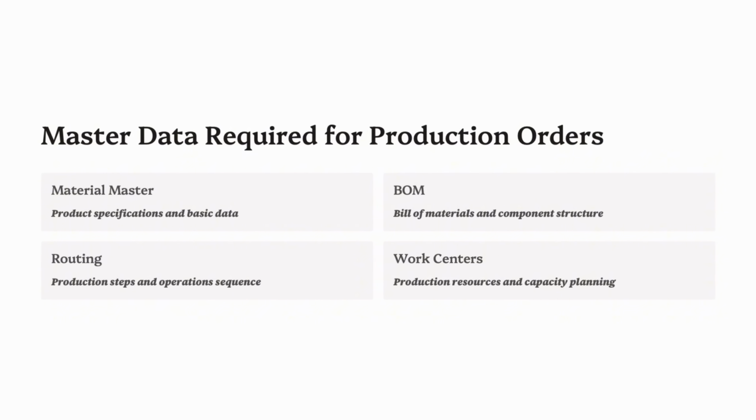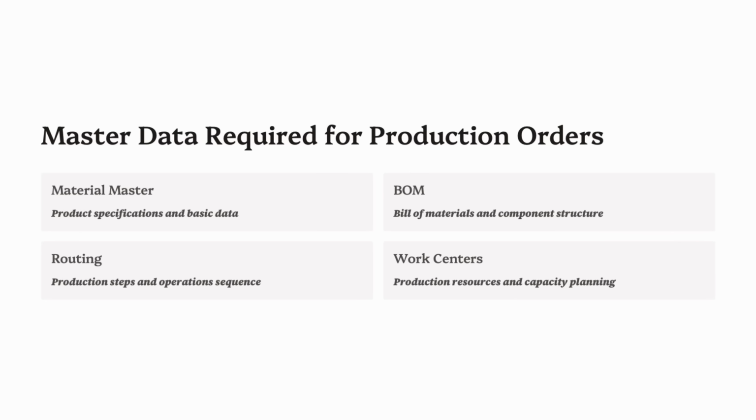Bill of materials, BOM. A structured list of all components needed to manufacture a finished product. For example, a bicycle BOM would include the frame, wheels, tires, handlebars, and so on. Routing. Defines the sequence of operations required to produce the material. Specifies work steps like cutting, assembling, welding, or painting.